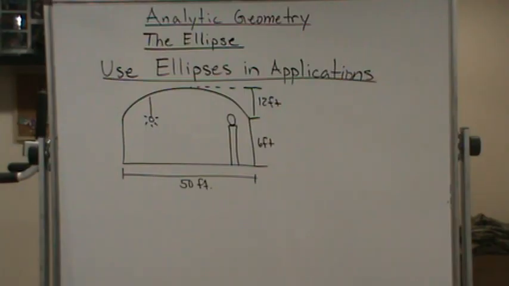The museum curator wants to place a sculpture so that the sculpture is at the other focus where it will be illuminated by the light. It says choose a coordinate system so that the ellipse is oriented with the horizontal major axis with the center placed at 0, 0. Write an equation of the semi-ellipse.